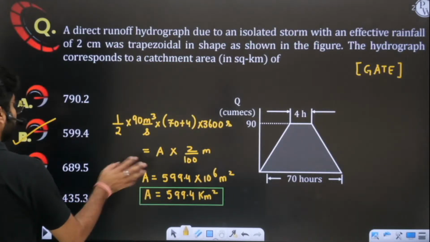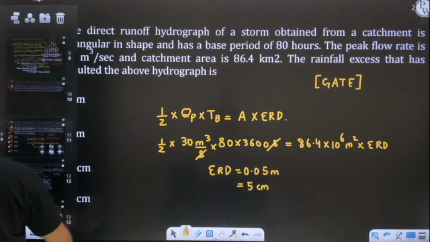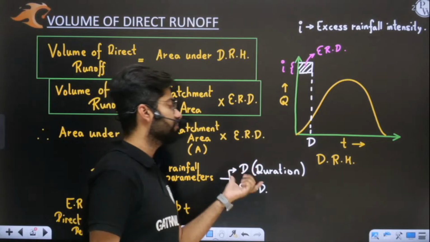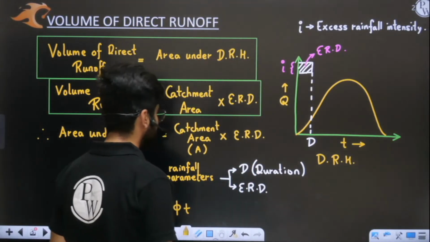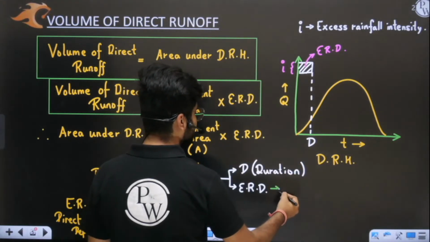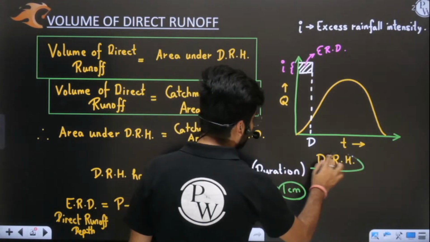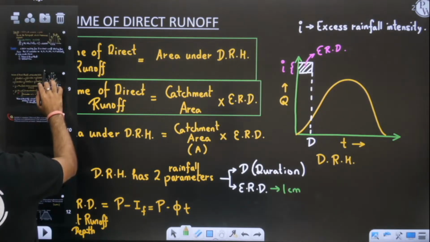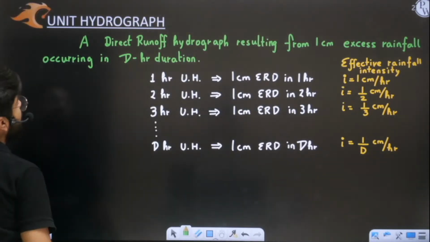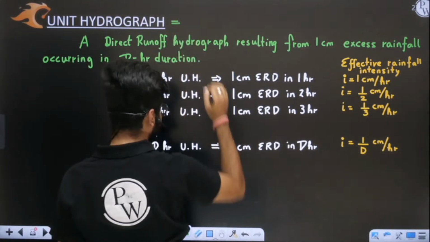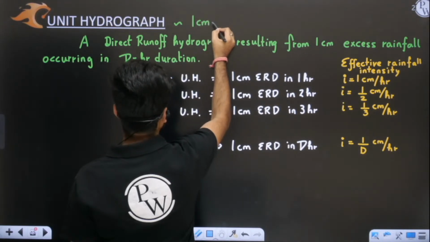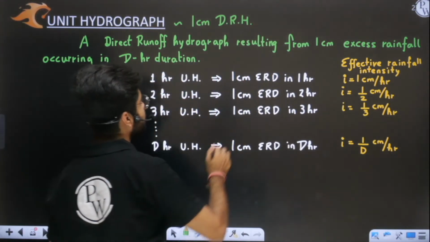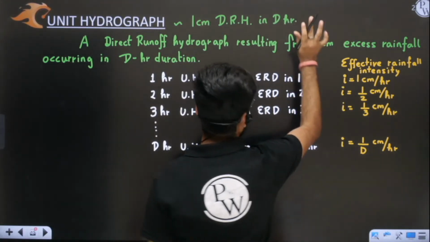Ankit, listen very carefully. Have you understood all the concepts discussed earlier? Have you understood that my direct runoff hydrograph can have two parameters, duration and effective rainfall depth? If effective rainfall depth is 1 centimeter only, then I will call this direct runoff hydrograph a unit hydrograph, nothing else. Simply, you are saying that unit hydrograph is also a DRH, but we can say it is a 1 centimeter DRH in which excess rainfall depth is 1 centimeter, occurring in D hours. Yes or no?